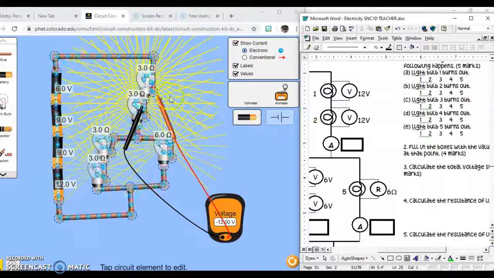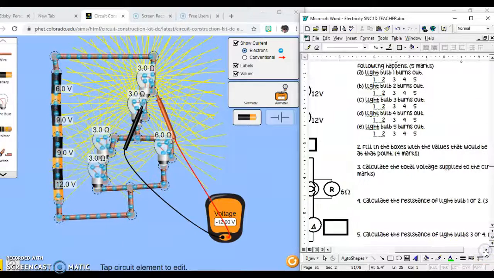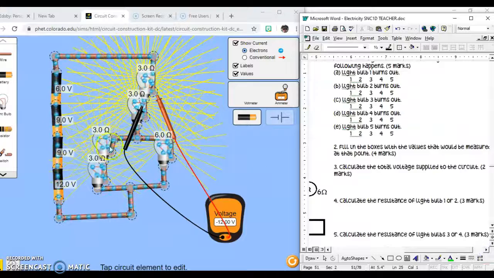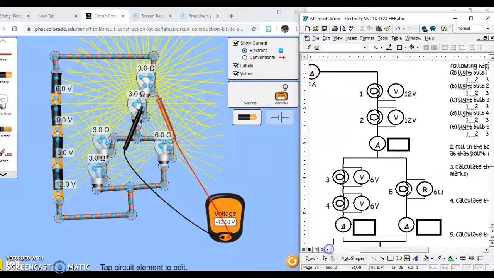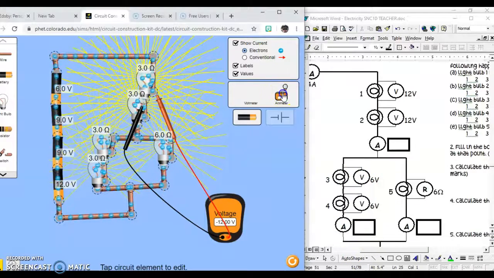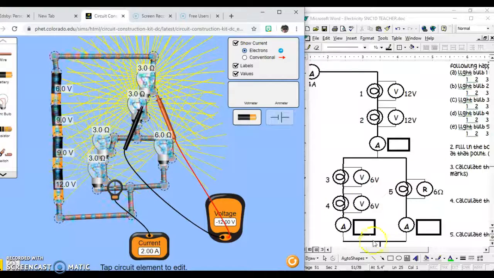Same thing for light bulb 2. Then it asks you to calculate the resistance of light bulb 3 or 4. The voltage this time is 6, and the current in this box was 2. We measured that, if you remember. So 6 divided by 2 is 3 ohms.